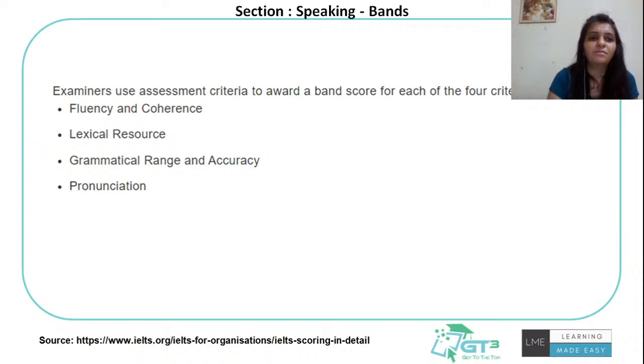Now what's the band score criteria in speaking? The fluency and the coherence. Again they'll check your pronunciations. Are you able to understand the questions? In part 1 and part 3 especially, they will see your task response. For example, if they have asked you a certain question, you're not going off topic, you're sticking to that question and answering accordingly.